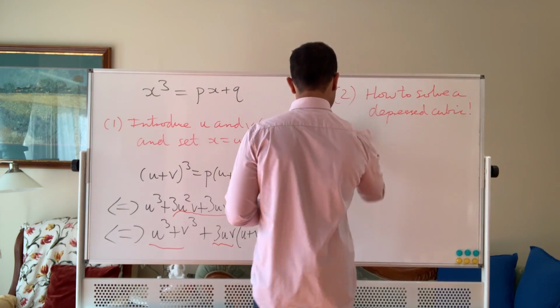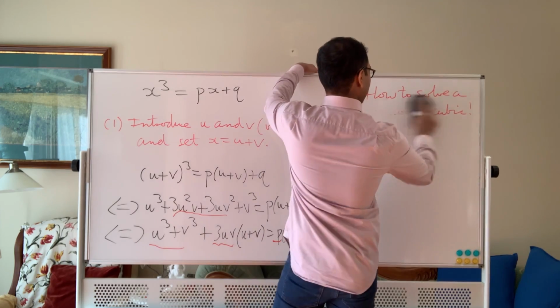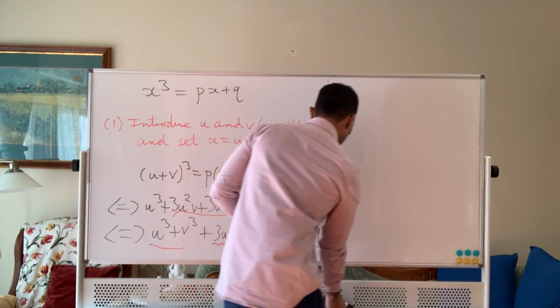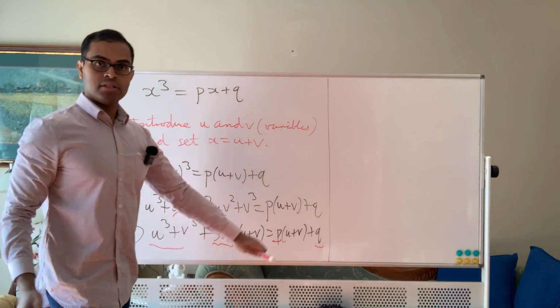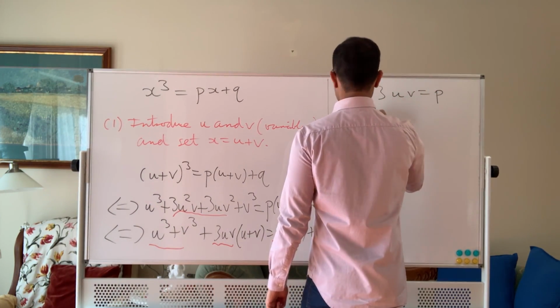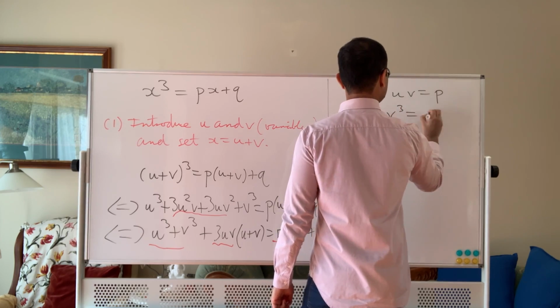We want to solve for u and v with the following two equations: 3uv is equal to p, and u cubed plus v cubed is equal to q.